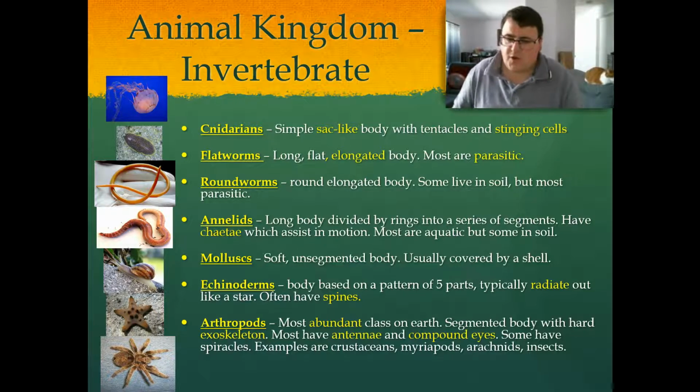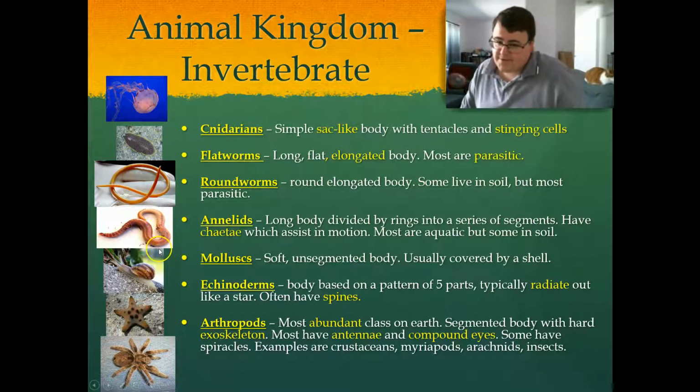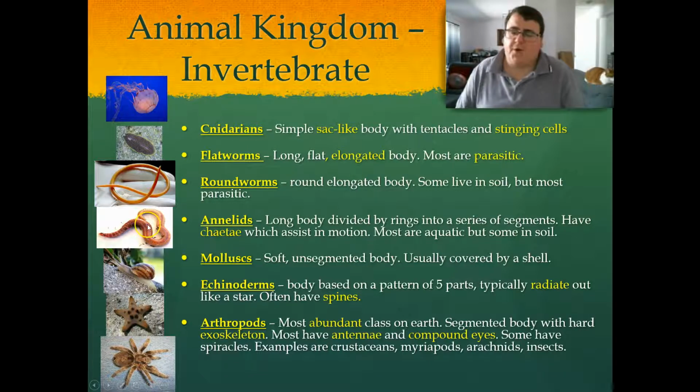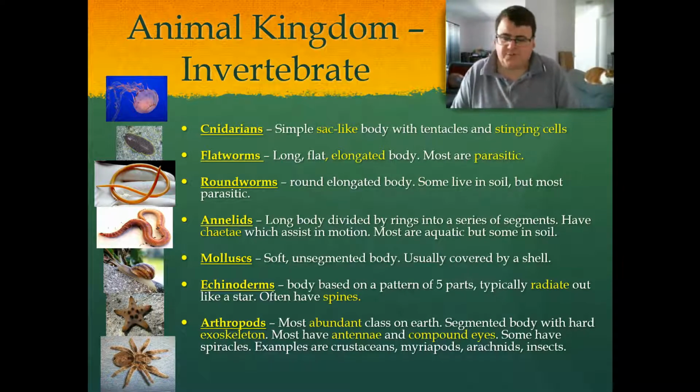An earthworm is actually an annelid, and it's classified as an annelid because it has a long body that's divided into rings or a series of segments. They have chaetae, which assist in motion. Most annelids are aquatic, but some, like your earthworms, will live in soil. Mollusks.